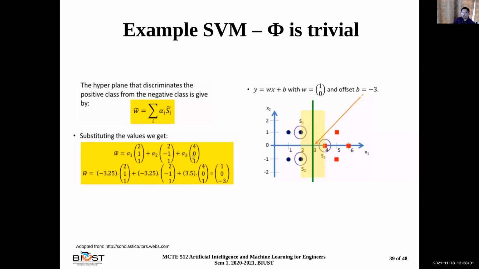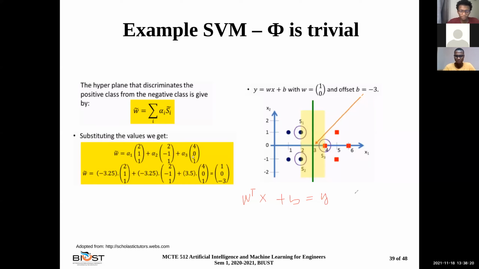Okay, so where were we? So we know that our W is like that. So W transpose times X plus B is equal to your Y, where your Y is your classification. So your Y can be, if you're in this side, that means that what? This side, your Y is what? Less than 0, negative. And this side, your Y is greater than or equal to 0.